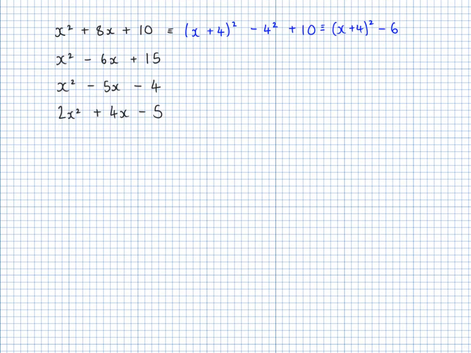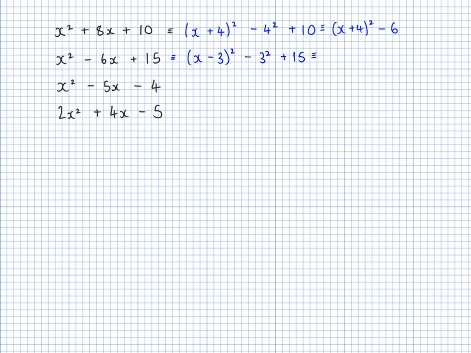Okay, second example. So we're going to write x. Now half of negative 6 is negative 3. Square that. This time I would have x squared and take away 3x, which gives me take away 6x. But I'd also have a plus 9, because negative 3 times negative 3 will give me a plus 9. And I need to subtract that, so I need to subtract 3 squared. And I've also got a plus 15 here.